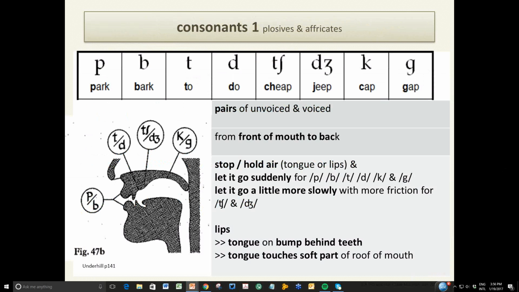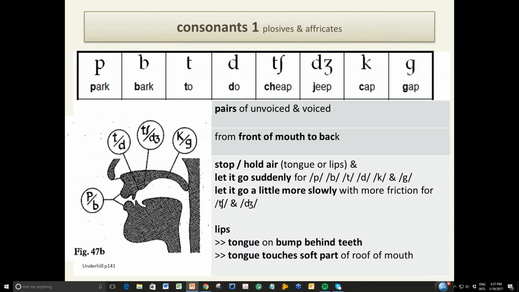And again, from the front of the mouth to the back, like the vowel sounds, the single sounds organised in columns from the front of the mouth to the back, these ones as well. So p and b using your lips, and going to the end at the back of the mouth, you can feel that k and g in the back of your throat.